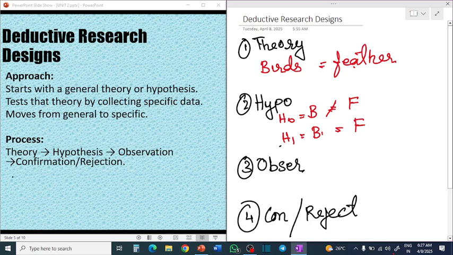Now you will make the observation. In observation, what will you see? That most of the birds have feathers.